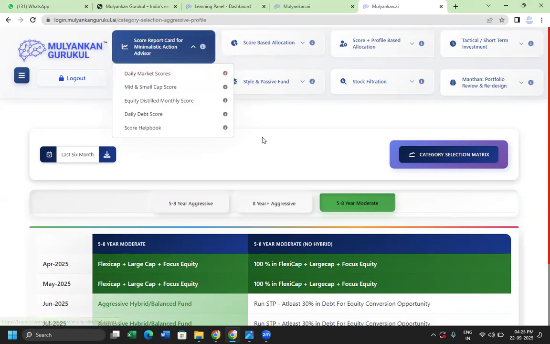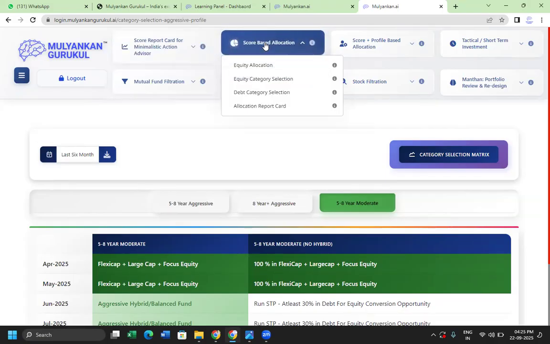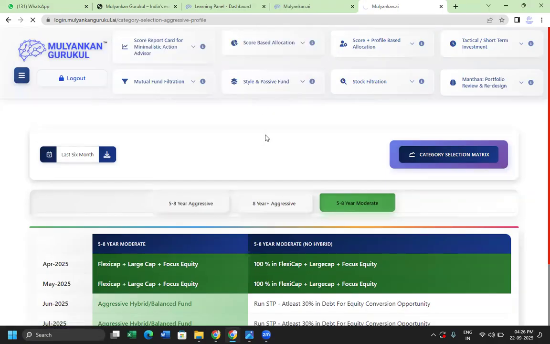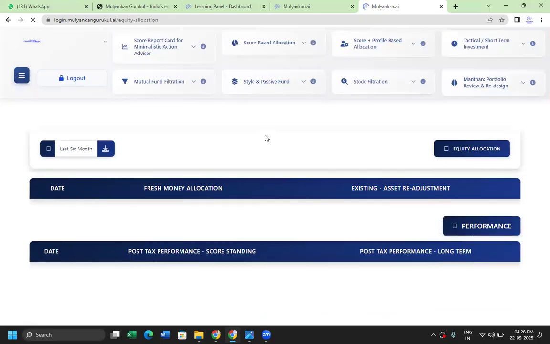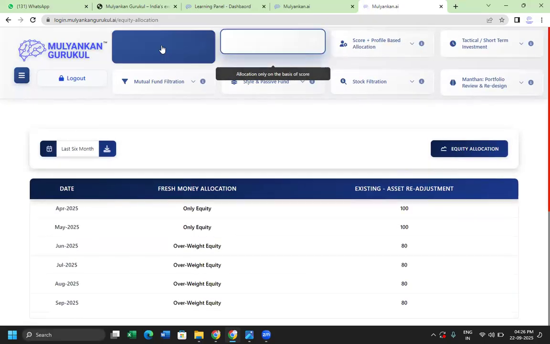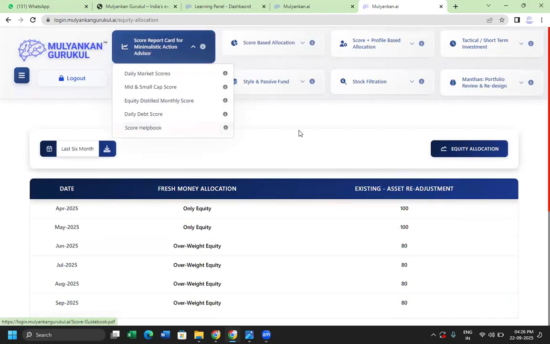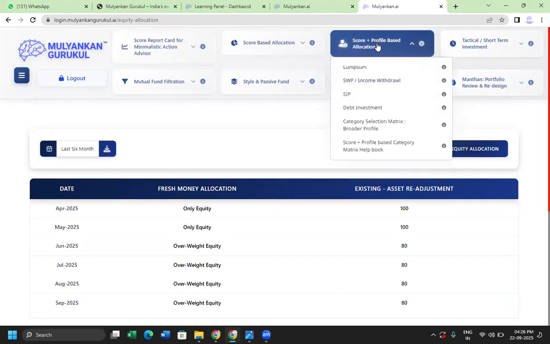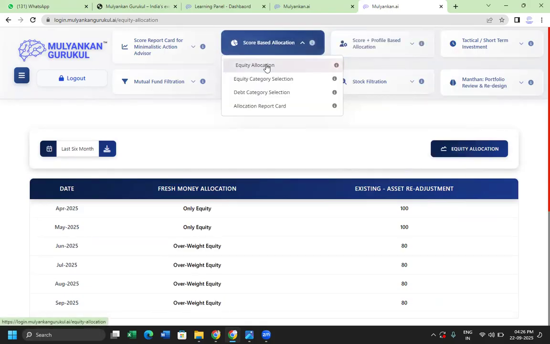Okay, so I will not go for the entire reading. What you can do, you can just go for a score-based allocation. You can just go on equity allocation. Okay? Because this equity allocation is totally reflecting what? It is totally reflecting score. And what is this tab reflecting? This is reflecting score plus profile, the composite. So this third tab will give you the more integrated answer. This tab will give you the answer only on the basis of equity allocation.